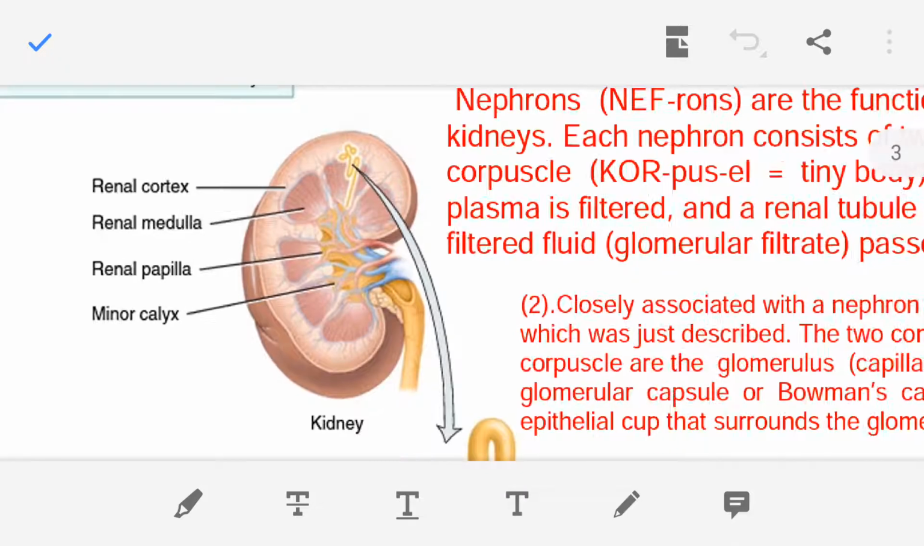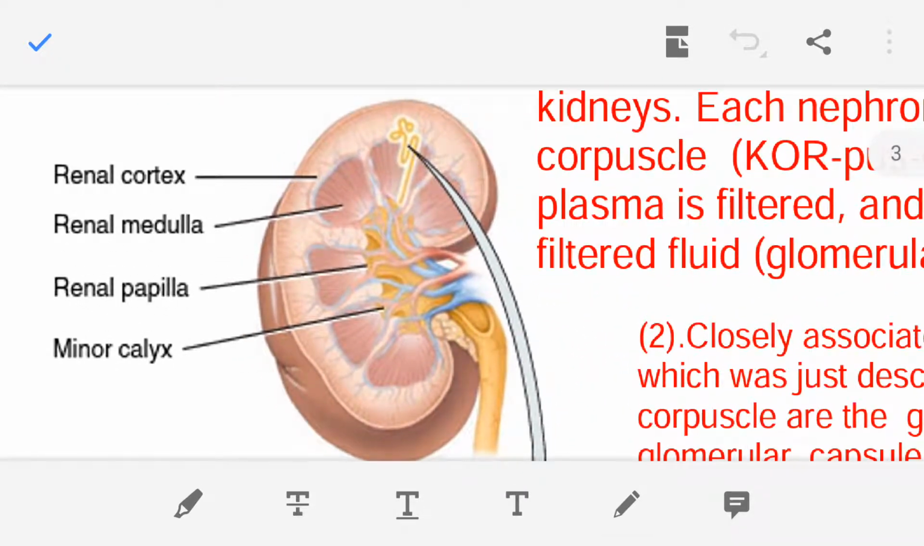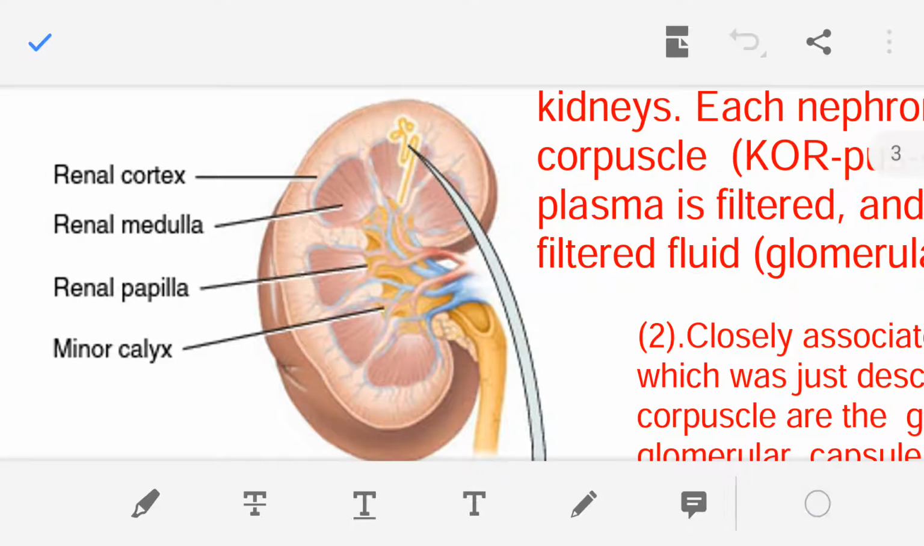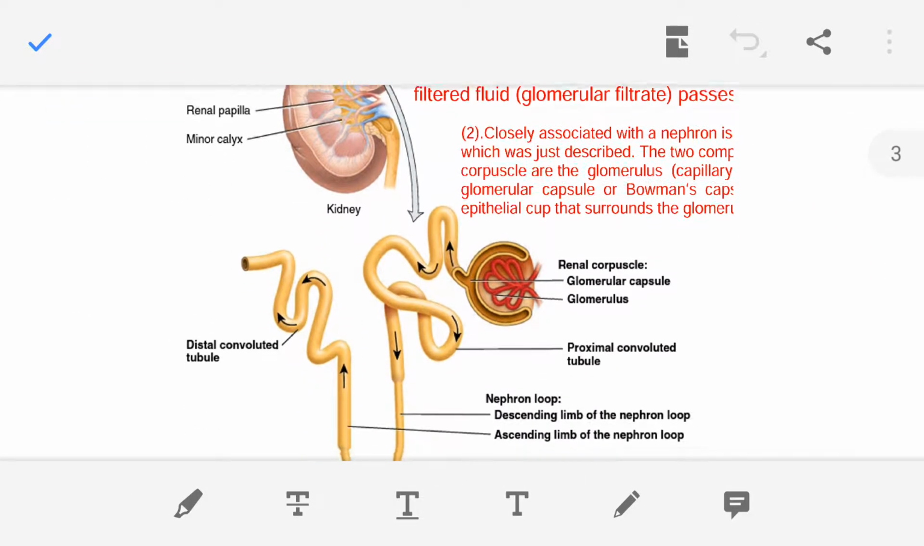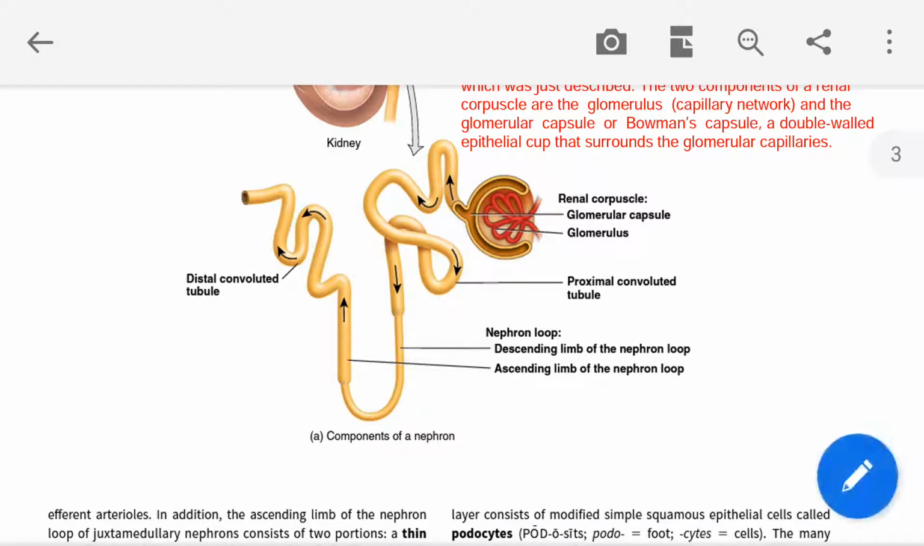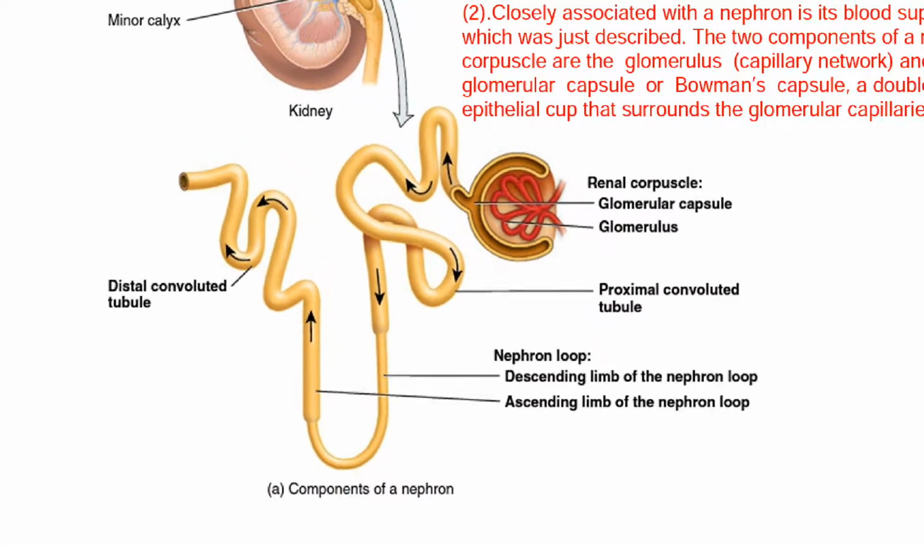And here inside the kidney, one nephron is shown. For example, this is the nephron, and they have zoomed that nephron, so the entire nephron looks like this.